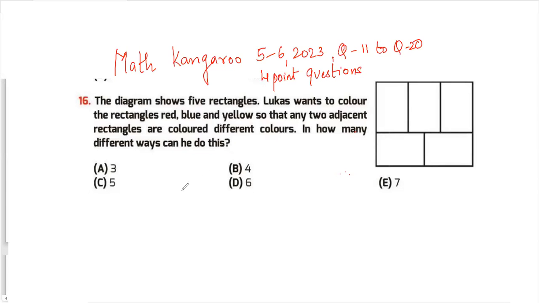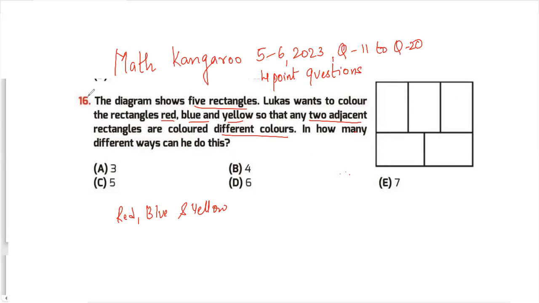Let's read question number 16. The diagram shows 5 rectangles. They're saying that these are rectangles. Lucas wants to color the rectangles red, blue, and yellow. So the colors that are available are red, blue, and yellow, so that any two adjacent rectangles, adjacent means which are touching each other or which are close to each other, are colored in different colors. And how many different ways can he do this?